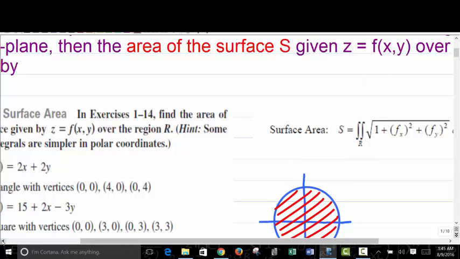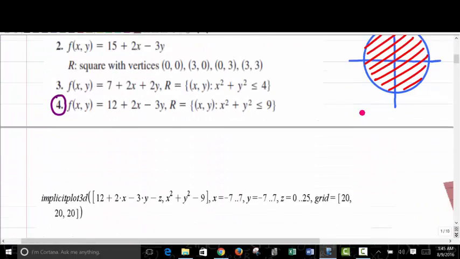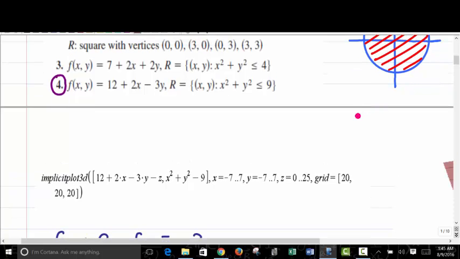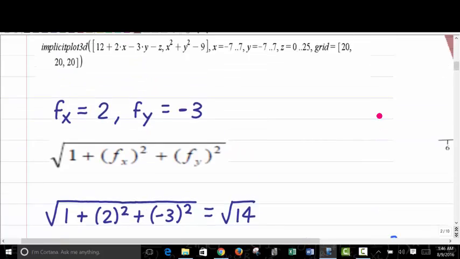So let's come over here and take a look at what we've got. Let's look at this number 4, where you have f of xy equals 12 plus 2x minus 3y. Your region of integration is x squared plus y squared is less than or equal to 9. All right, there are no other restrictions on x and y. Now that's looking circular, so we're likely looking at polar. I'm not saying it couldn't be done in rectangular, but I would certainly want to use polar.